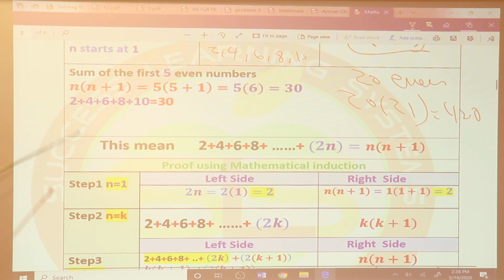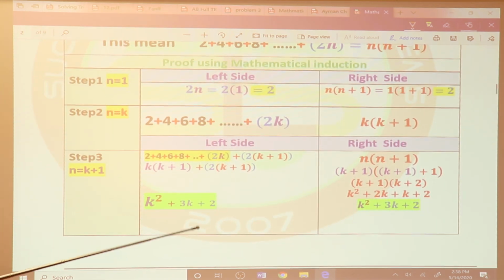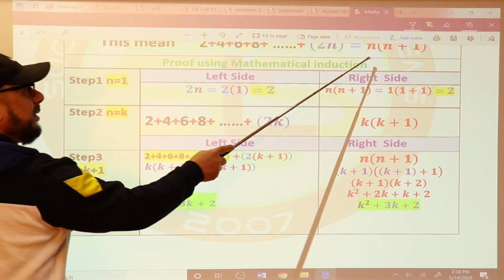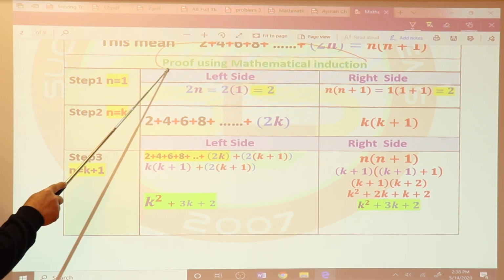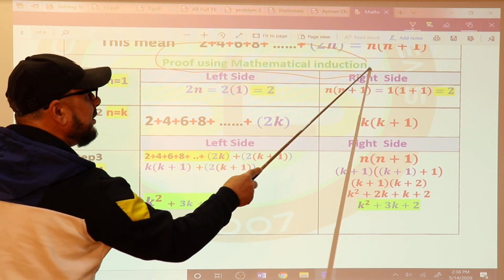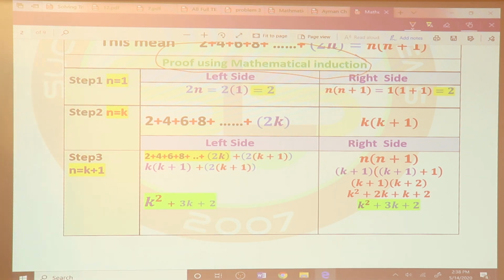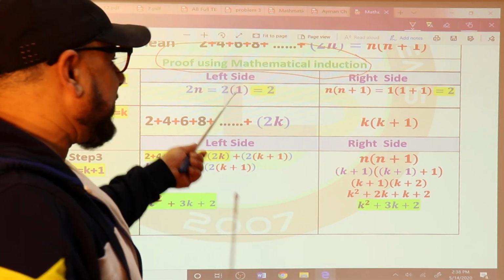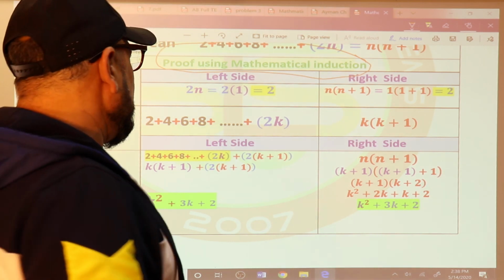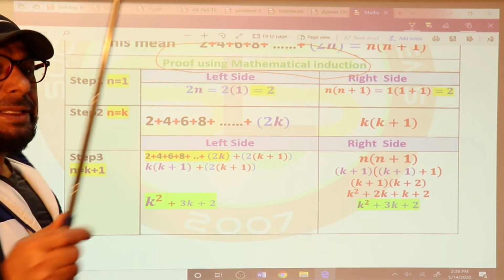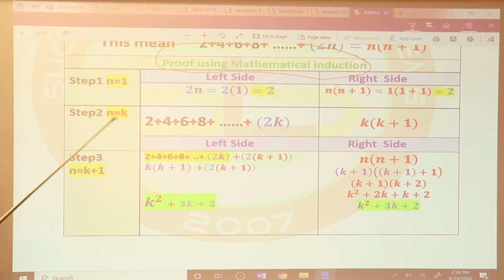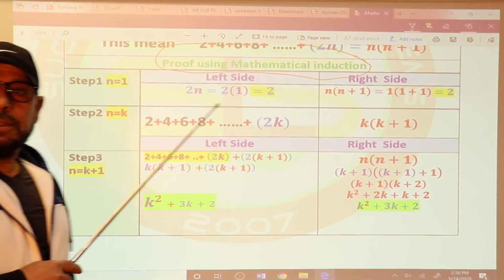Okay. This means 2 plus 4 plus 6 and so on. We need to prove it. Prove it using mathematical induction, right? How many steps do we need? 3 steps.